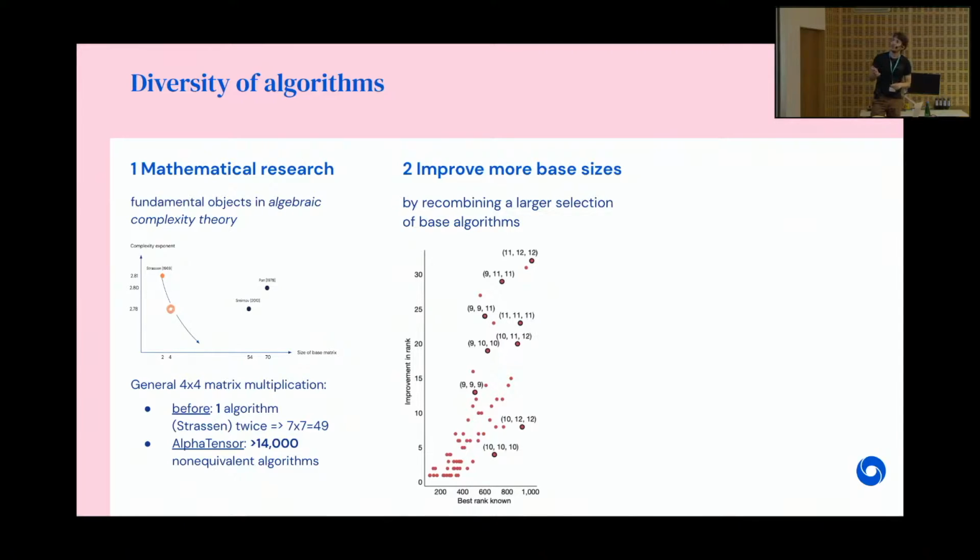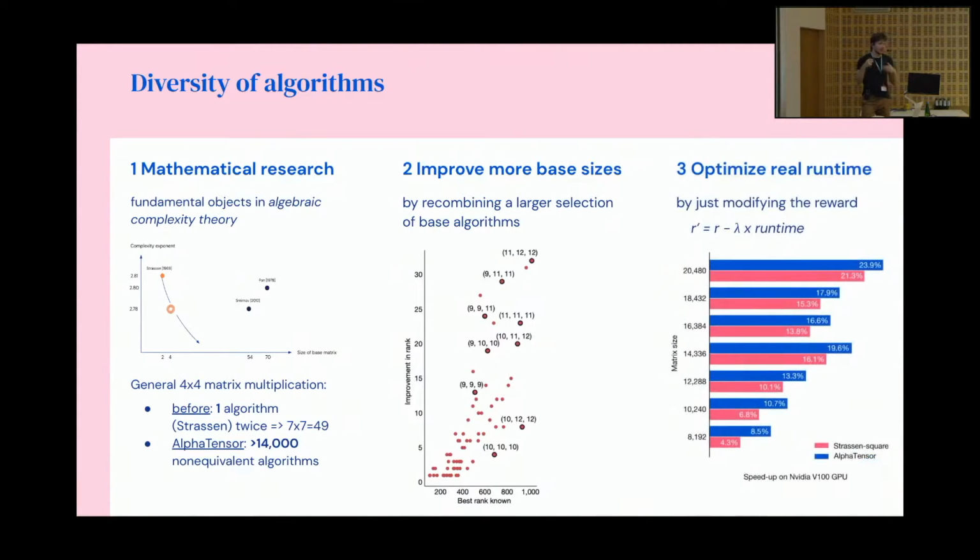On the vertical axis, the improvement in rank, so by how many multiplications we have reduced the best known bound. And horizontally, I'm showing the previously known rank, so the previously known best number of multiplications. And of course, the larger the number of multiplications previously, the more we have managed to reduce it by doing this procedure.